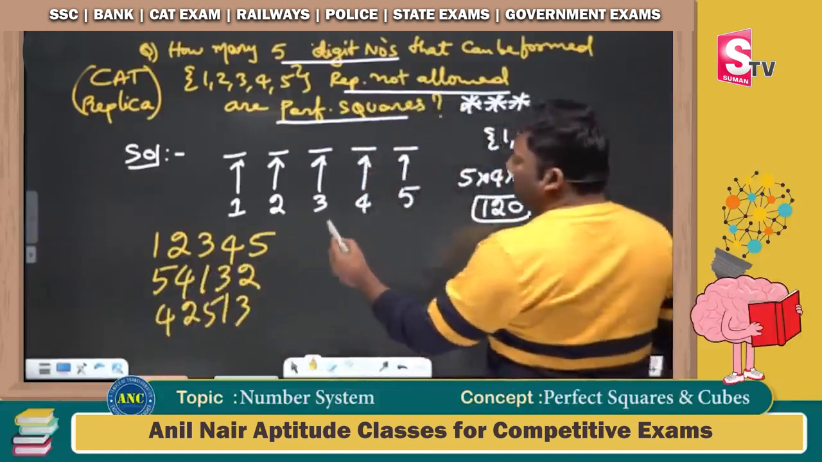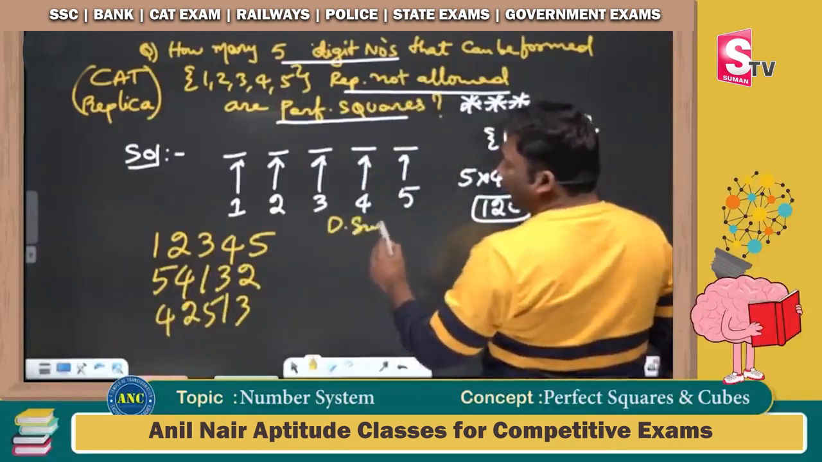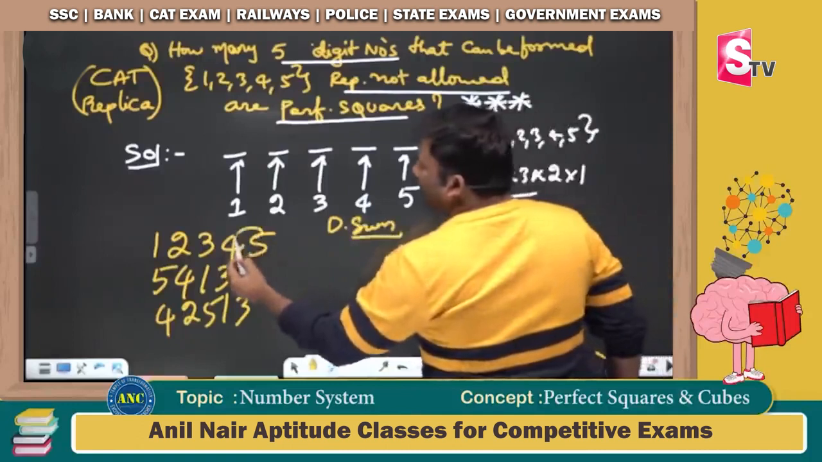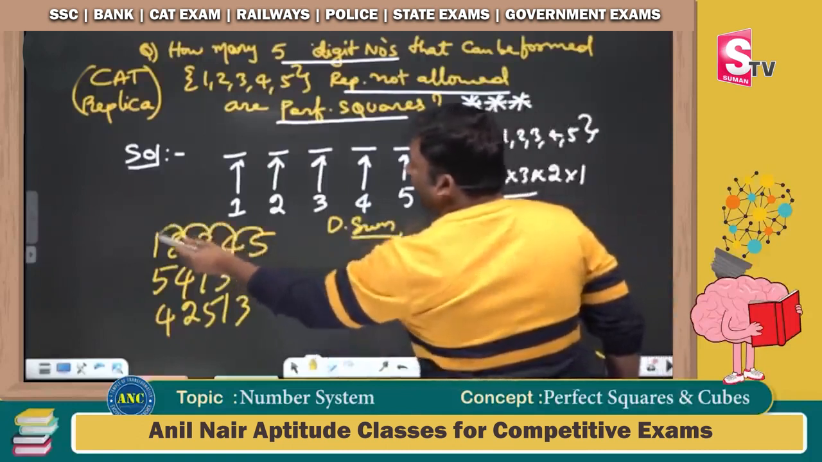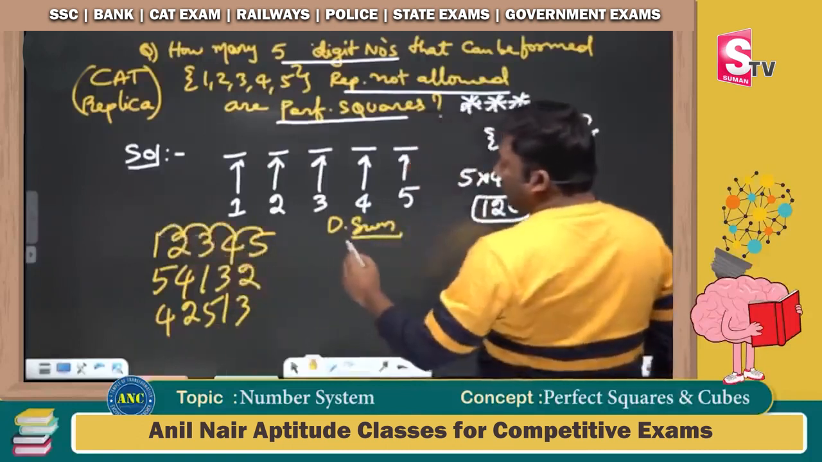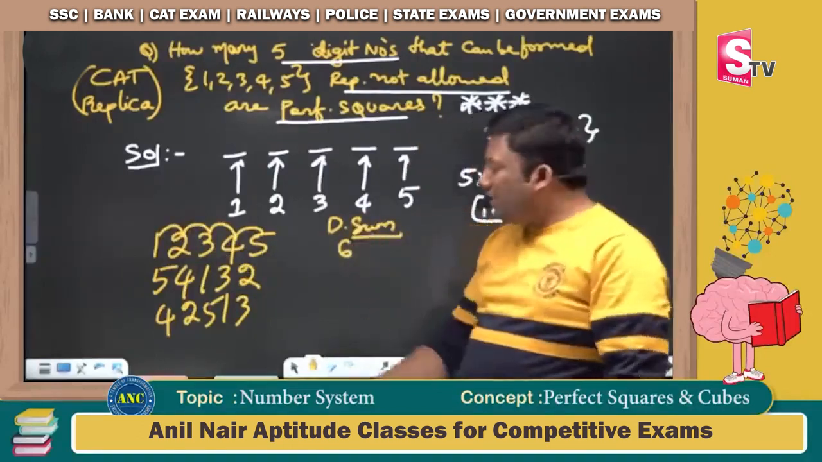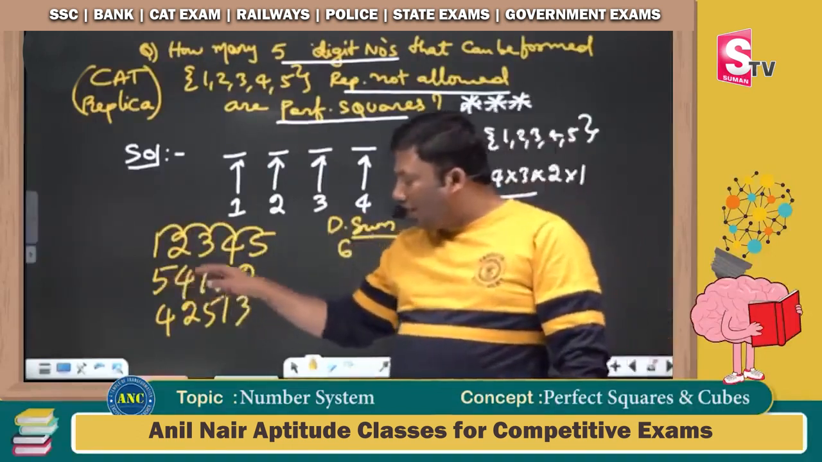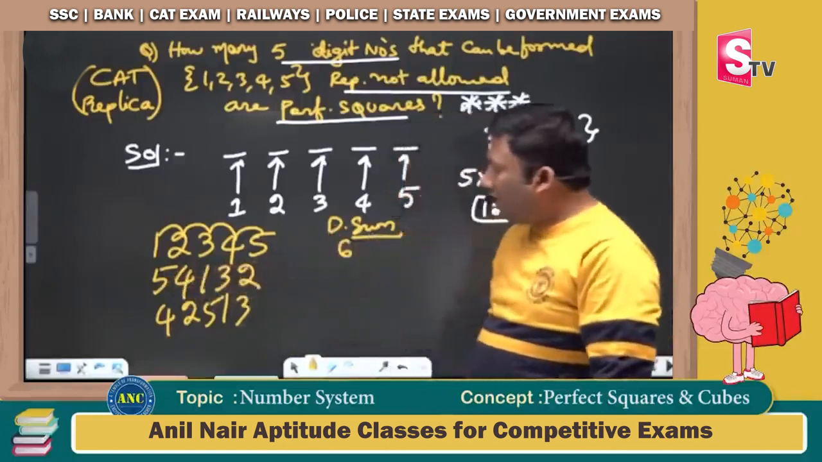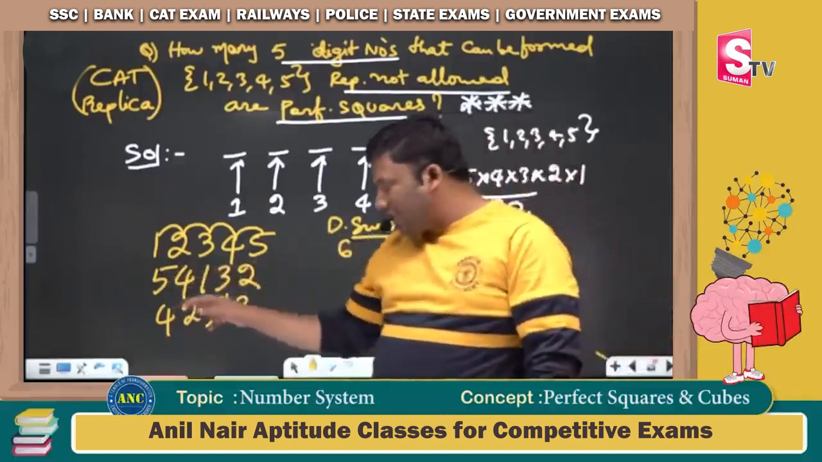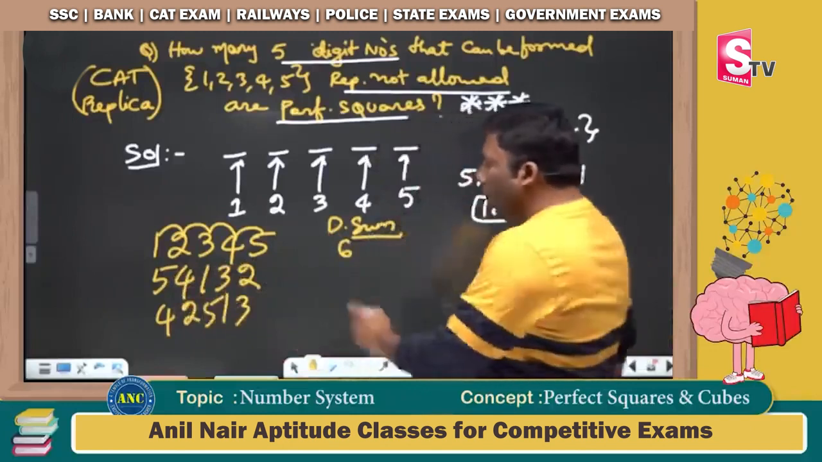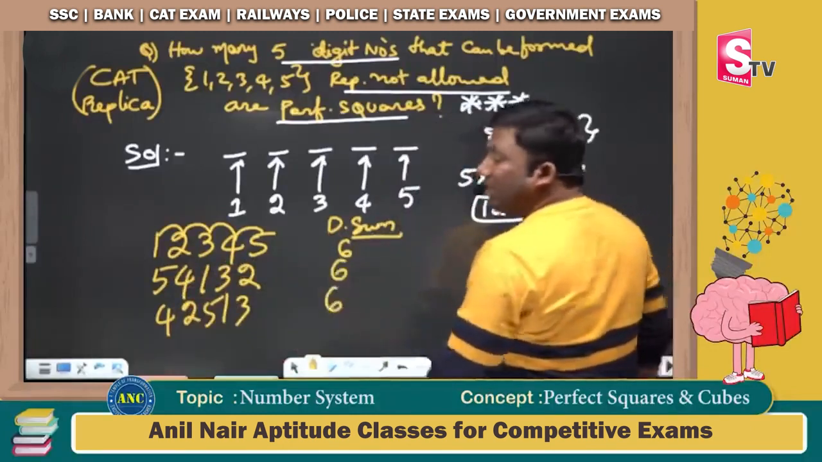Please find the digital sum of these numbers. Digital sum is 5 plus 4, 9, 12, 14, 15. 15, it is nothing but 6. If I interchange the digits, will the digital sum change? 5 plus 4, 9, 10, 13, 15. 15, it is 6. 4 plus 2, 6, 11, 12, 15, 6. All the numbers, digital sums are 6.